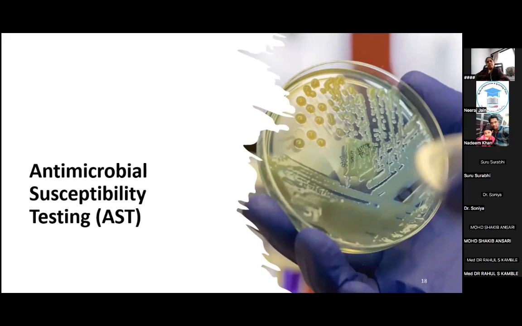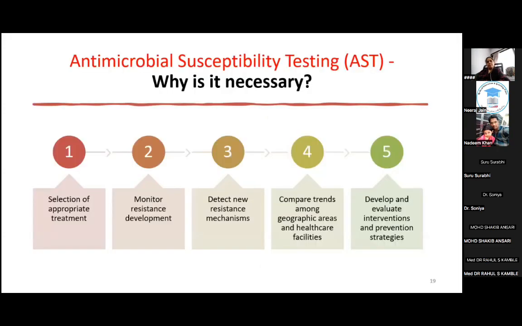Now let us see how to interpret susceptibility testing. Why do we do susceptibility testing? To select from the antibiotic report which antibiotic we can start on. If empirical therapy is given, we can escalate or de-escalate based on the antimicrobial susceptibility report.